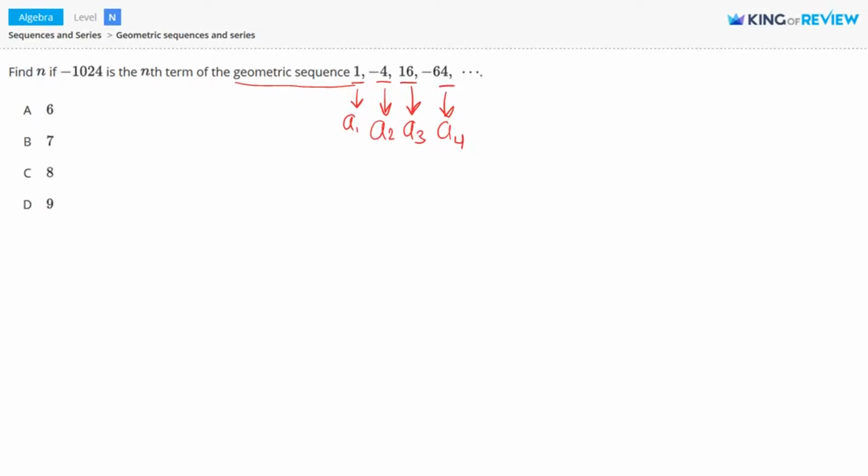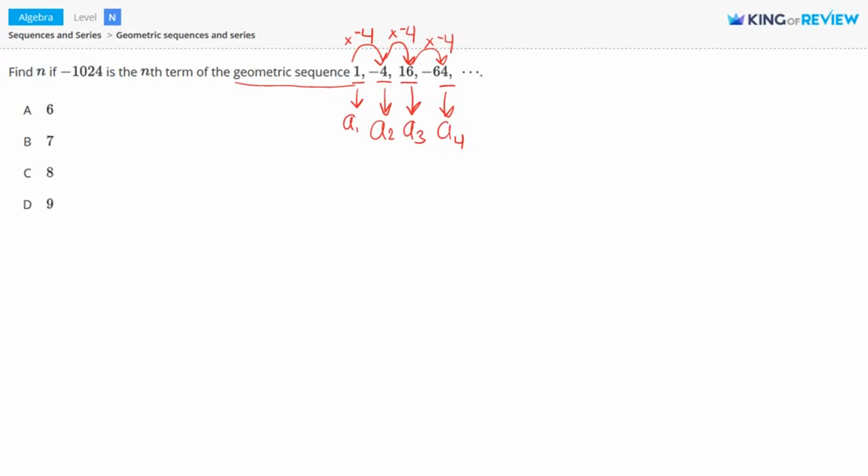So a geometric sequence has a common ratio. So how do we get from 1 to negative 4? Well, we can multiply by negative 4. And how do we get from negative 4 to 16? Again, we multiply by negative 4, so you can see a pattern here. To get to the next term, you must multiply by negative 4. To get from 16 to negative 64, you multiply by negative 4. This is the common ratio, negative 4.